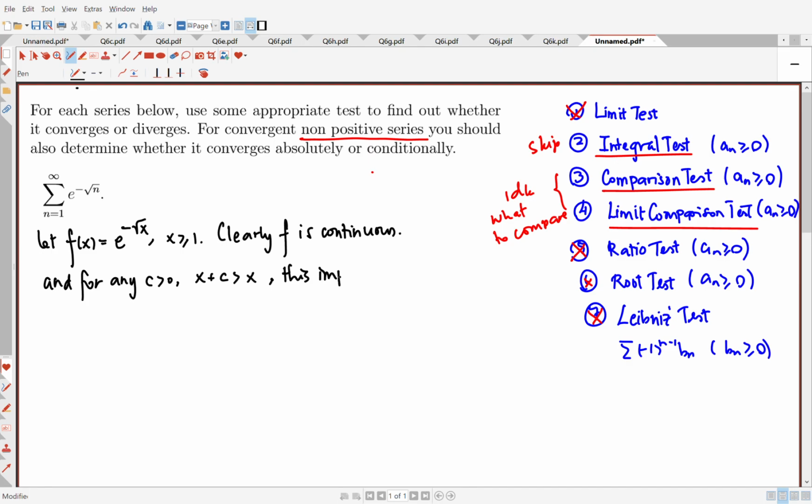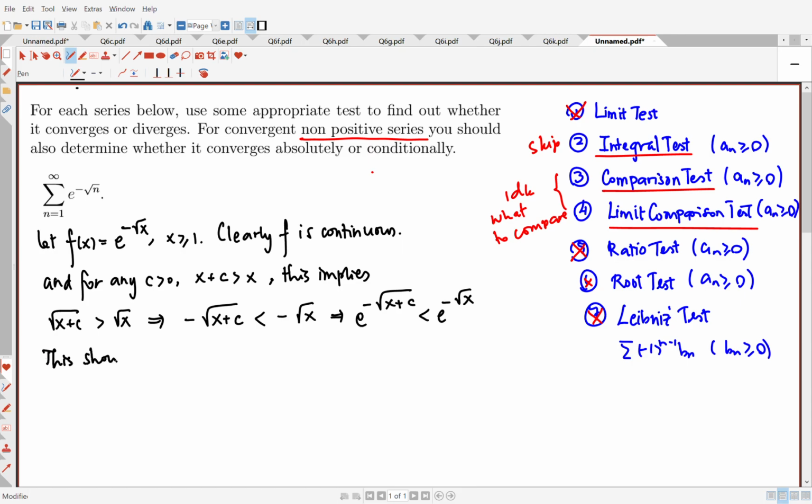This implies the square root of x plus c is more than the square root of x. Then minus the square root of x plus c is less than minus the square root of x. This implies e to the power of minus square root of x plus c is less than e to the power of minus square root x. And this shows that f is a decreasing function.